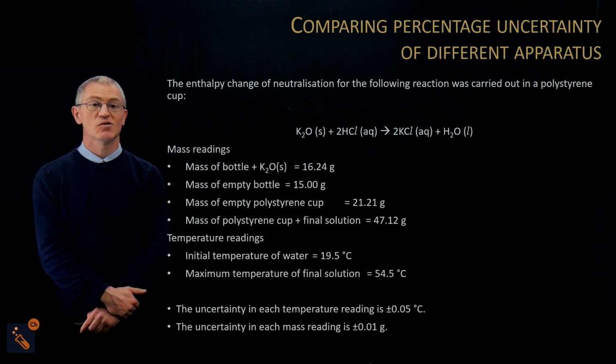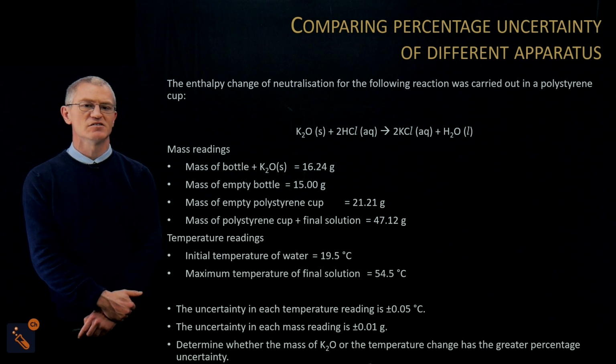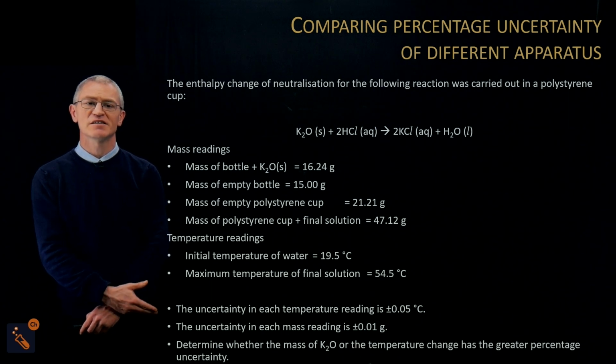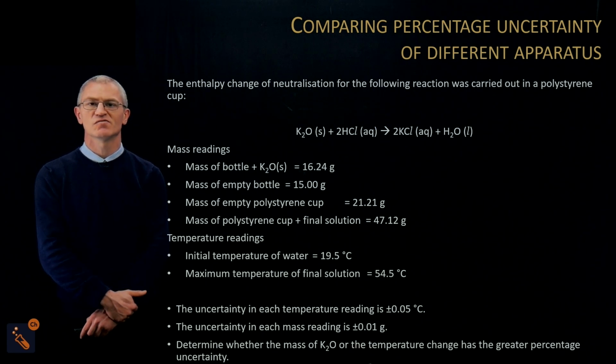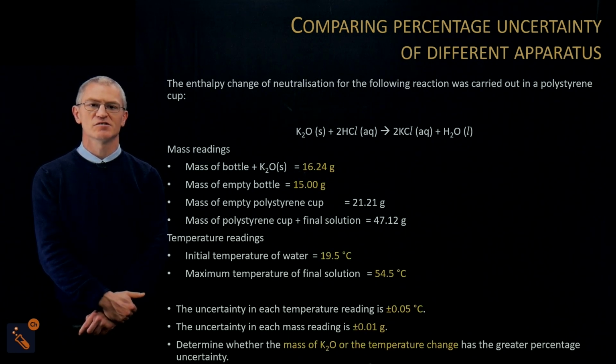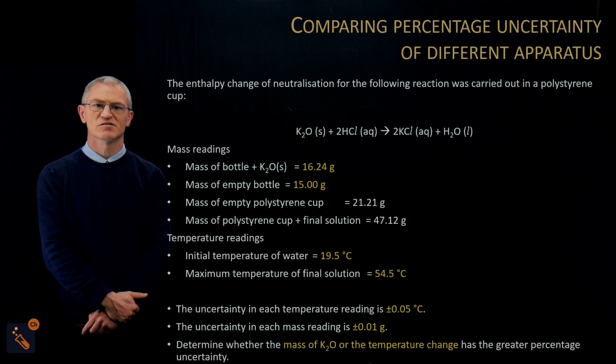Let's now find out what the question is. So the question is, determine whether the mass of potassium oxide or the temperature change has the greater percentage uncertainty. So we're going to compare the temperature change and the mass readings. So let's try and simplify this all down so we can answer the question. And let's highlight the bits that are important.